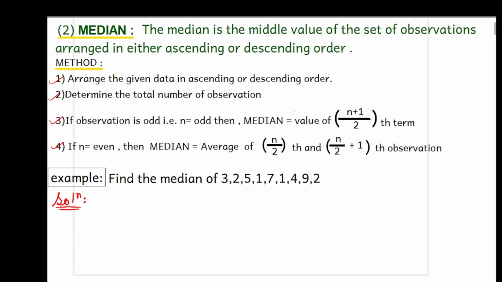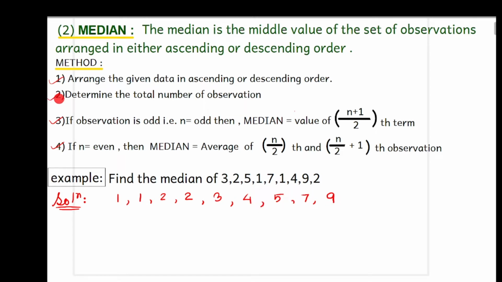So first of all, we have to arrange this data in ascending or descending order. I will arrange in ascending: 1, 1, 2, 2, 3, 4, 5. So how many numbers? 1, 2, 3, 4, 5, 6, 7. Some numbers are missing, I think. Yes, 5, 7, 9 I have not written. So now it will be 1, 2, 3, 4, 5, 6, 7, 8, 9.